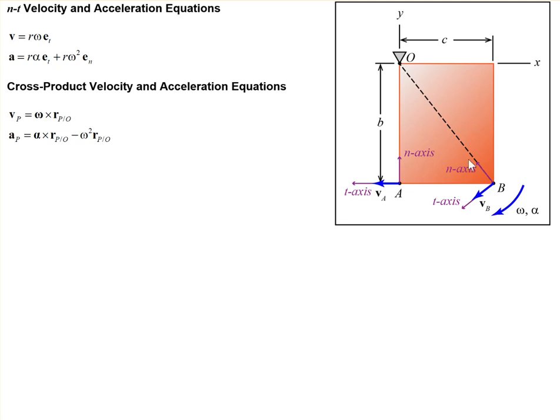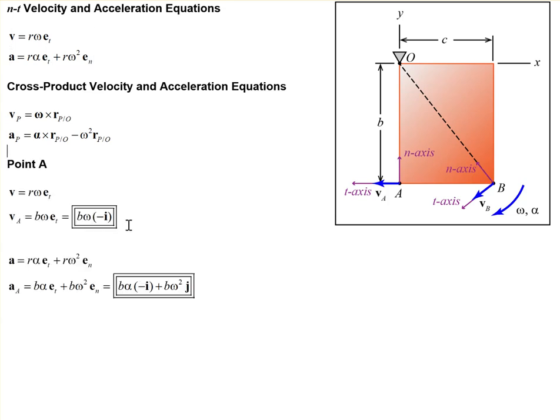But then when we look at point B, the t has both an x and a y component, and the n has both an x and a y component. So maybe the nt coordinate equations will not work as well for point B. So we're going to use the nt equations for point A and the cross product equations for B.